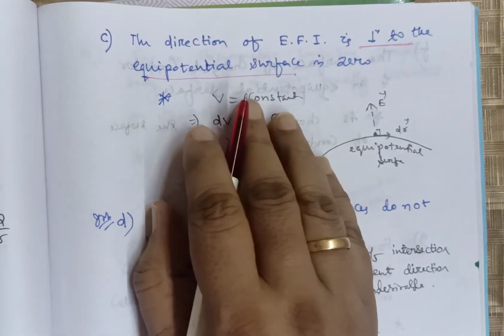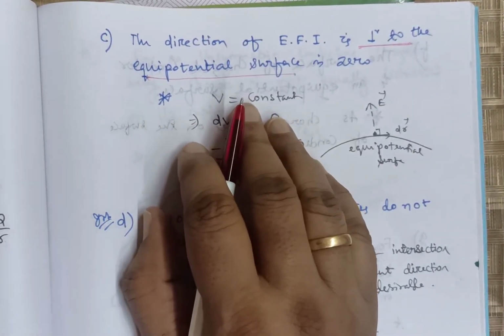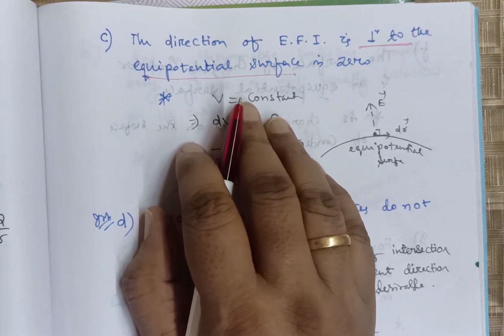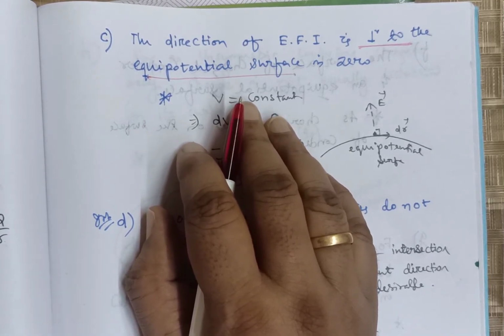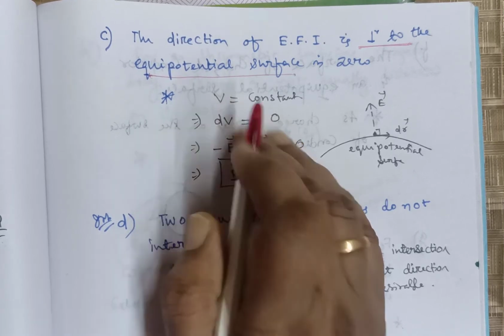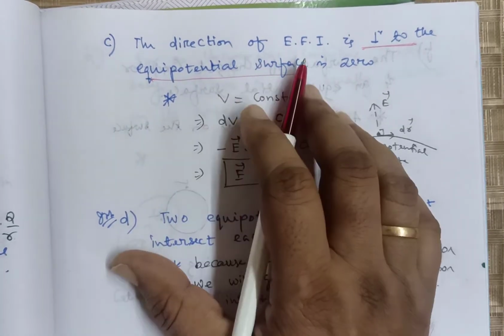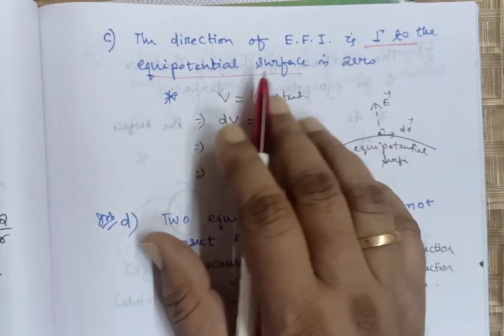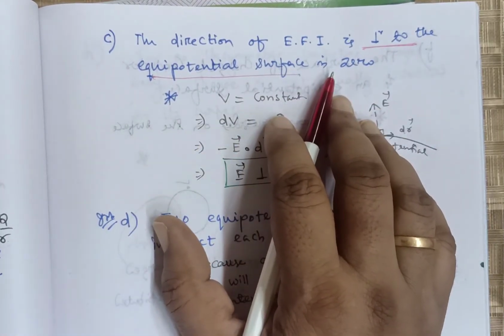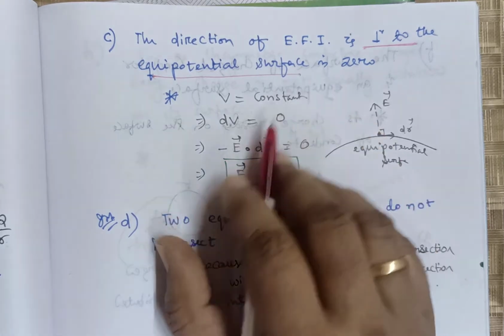This property also we have discussed when we discussed the electric lines of force. In that case, we also discussed the direction of electric lines of force is perpendicular to the equipotential surface. Same thing is written here. The direction of electric field intensity is perpendicular to the equipotential surface. Why perpendicular? You see the analysis.